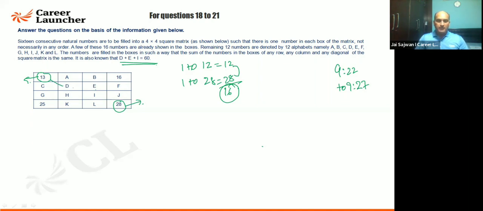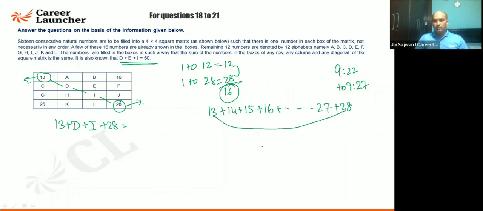Now the sum of the values in a diagonal, 13 plus D plus I plus 28, comes out to be how much? The minimum number is 13, so the numbers are 13, 14, 15, 16, up to 27, 28. They are consecutive numbers, so the sum of a pair is 41 and there are 16 such numbers. So there are 8 such pairs. 17 plus 24, 13 plus 28, 26 plus 15, all of them come out to be 41.